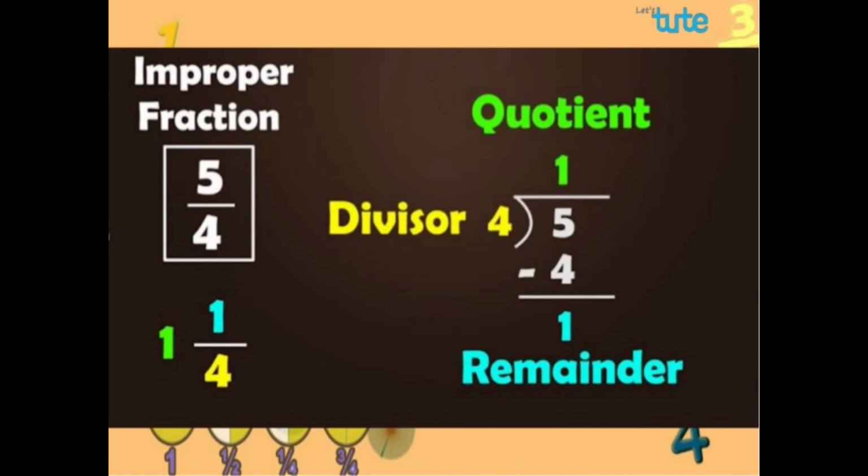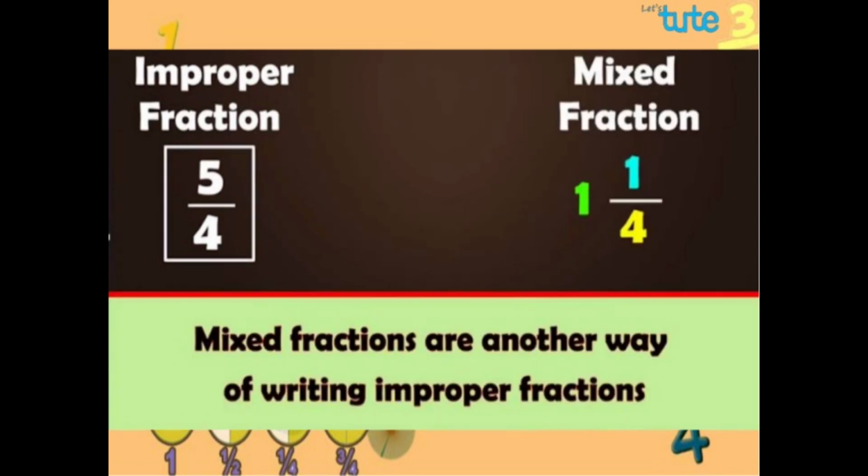So here is an example of how to divide an improper fraction. 5/4. Let's put the 4 as the divisor and 5 as the dividend. So 5 divided by 4 equals 1, with a remainder of 1. So the quotient is 1 and the remainder is 1, giving 1 and 1/4. So a mixed fraction is another way of writing an improper fraction.